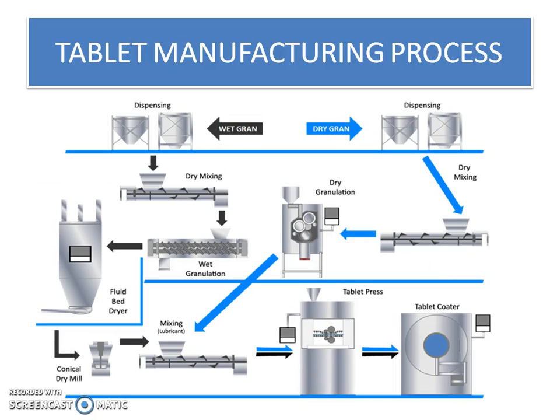In the next slide, we can see a typical tablet manufacturing process where there are two mechanisms, wet granulation and dry granulation. We go for dry granulation when the drugs are sensitive towards moisture. Granules are formed, and at the end, through the tablet press, you get a tablet. While in wet granulation, we use wet granules where you can use water or any other solvent as a binder.